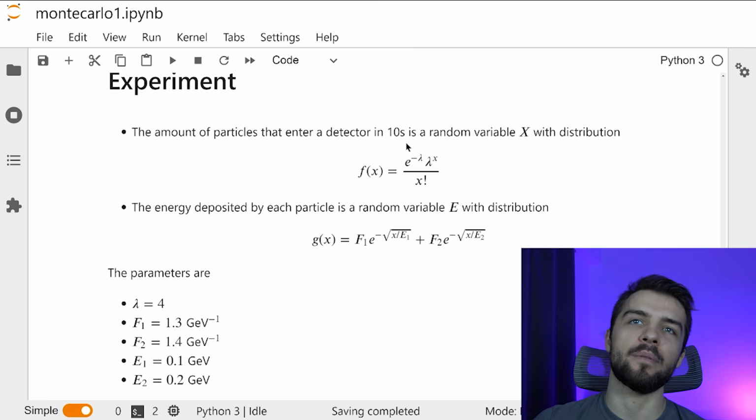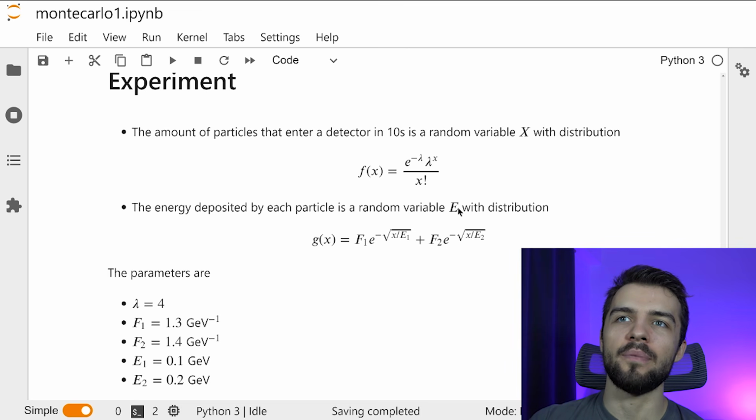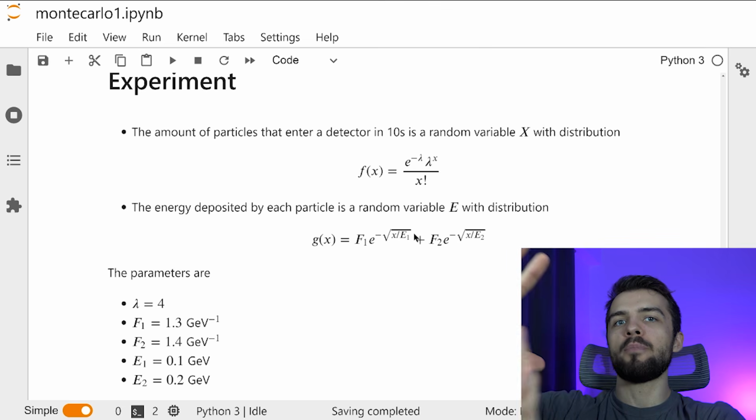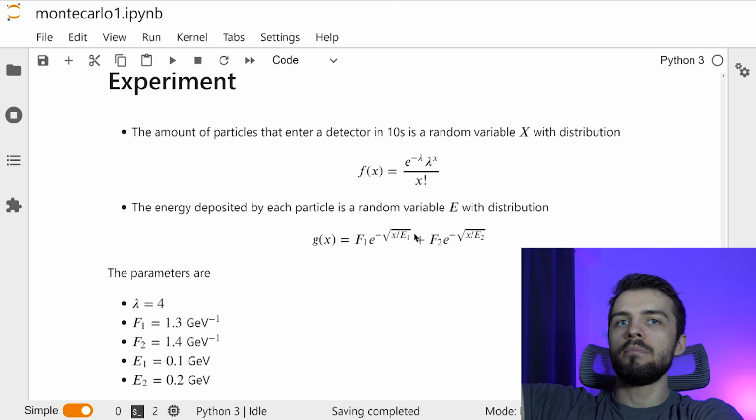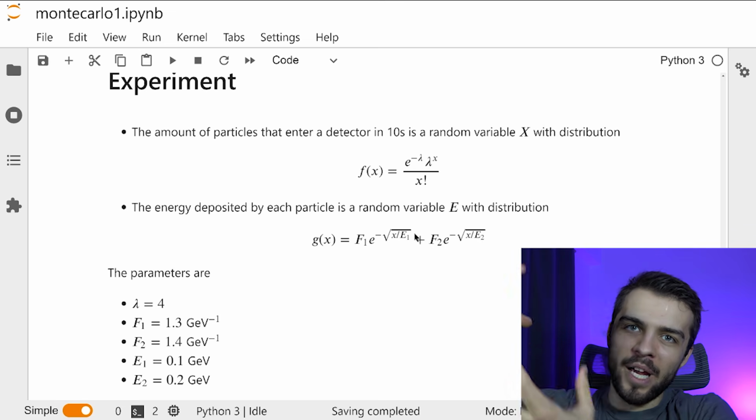Well, that's one part of the experiment. The energy deposited by each particle is a random variable, capital E, that has this distribution. So that's the distribution that I went over before. So there's a random number of particles being detected in the detector, but each one of those particles itself has a random energy.